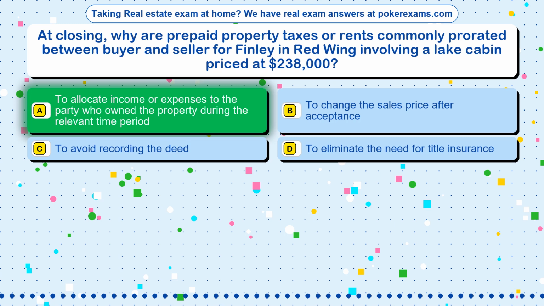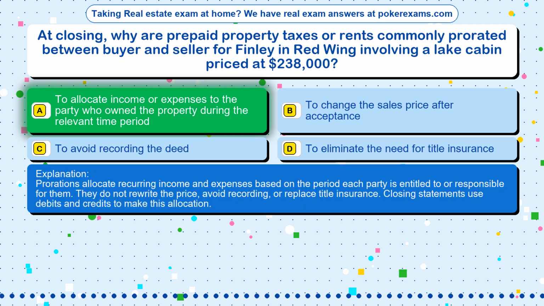The correct answer is option A, to allocate income or expenses to the party who owned the property during the relevant time period. Prorations allocate recurring income and expenses based on the period each party is entitled to or responsible for them. They do not rewrite the price, avoid recording, or replace title insurance. Closing statements use debits and credits to make this allocation.